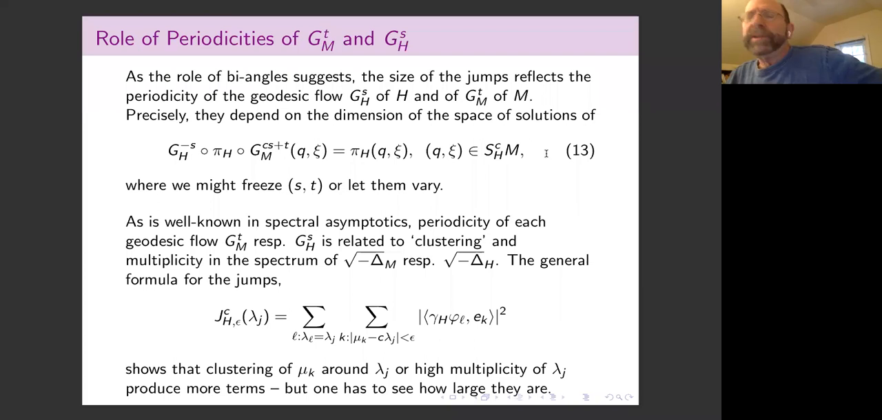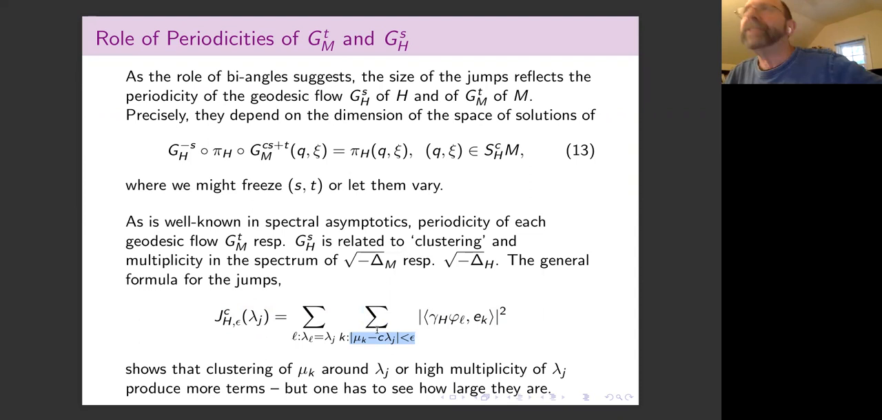Now, why are periodicities of the geodesic flow important? We've seen a little bit of that, but people familiar with spectral asymptotics know that the periodicity of the geodesic flow of a manifold has a very strong effect on the distribution of the eigenvalues. Periodicity gives you clustering. If you look at this jump formula and you had a periodic geodesic flow on H, just like one closed geodesic would be, then you're going to get clustering of a kind along an arithmetic progression in these mu's.